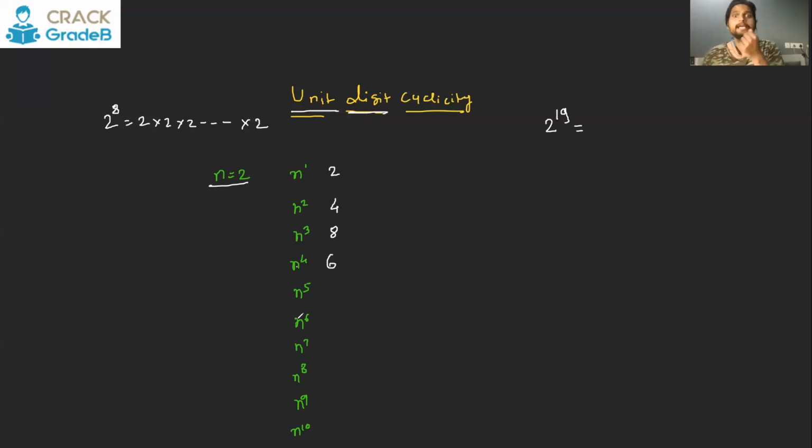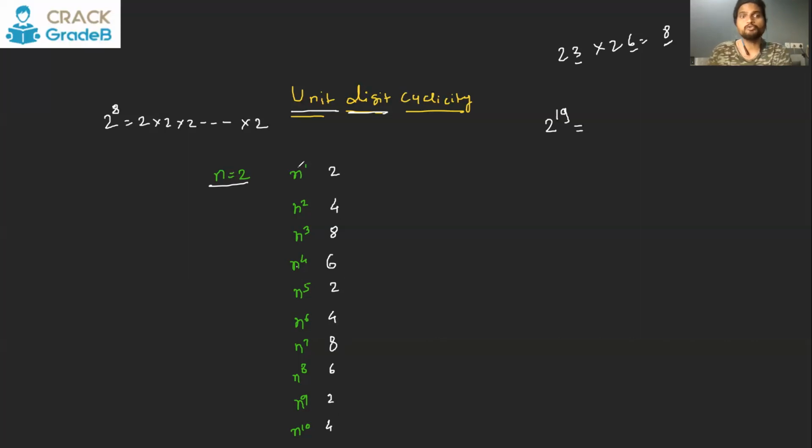16, 6. Because in any product, the last digit is decided by the last digits only. For example, if I ask you 23 into 26, what is the last digit? You can just do 3 into 6, 18, so the last digit is 8. The last digit is decided by the last digits, hence we are only writing the last digits. 6 into 2 is 12, 2. 2 into 2 is 4. 4 into 2 is 8. 8 into 2 is 16, 6. 6 into 2 is 12, 2. 2 into 2 is 4.